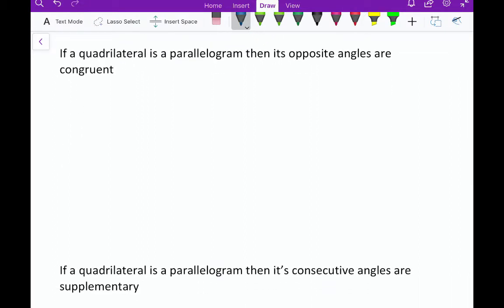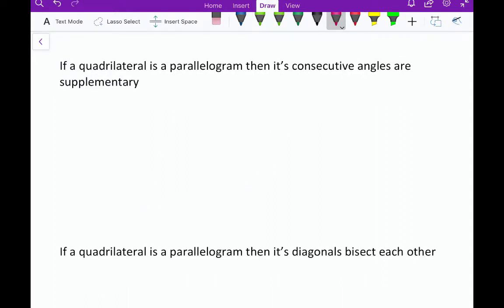The next property says that if it is a parallelogram, then its opposite angles are congruent. So what does that mean? That means that this angle is congruent to that angle, and this angle is congruent to that angle. That's kind of what we just talked about. If it is a parallelogram, then its consecutive angles are supplementary. We also just talked about this earlier with the parallel lines.